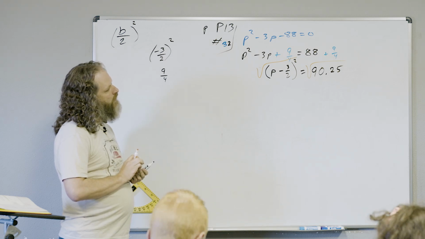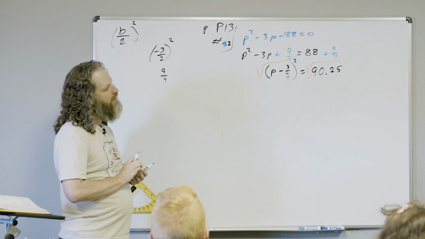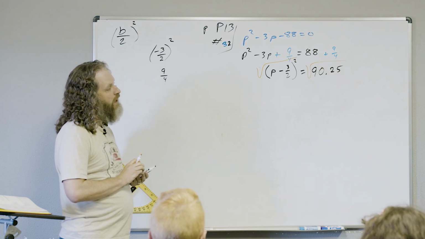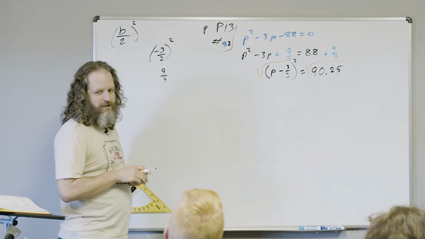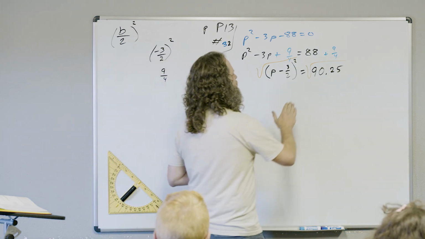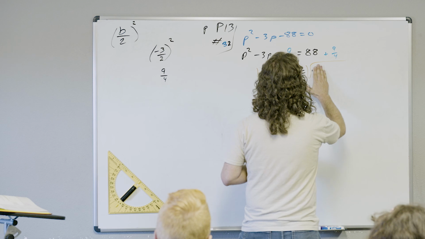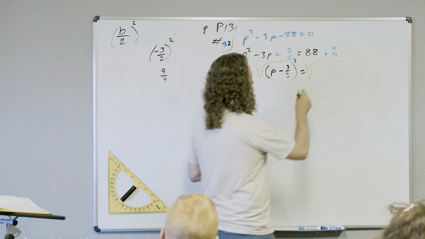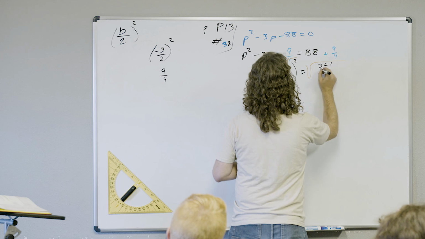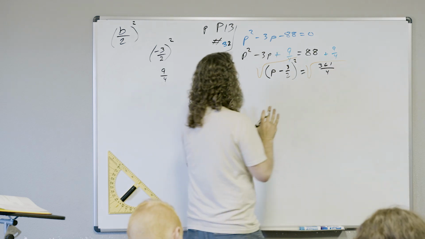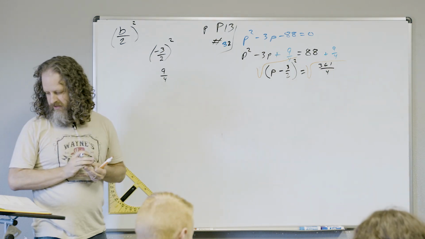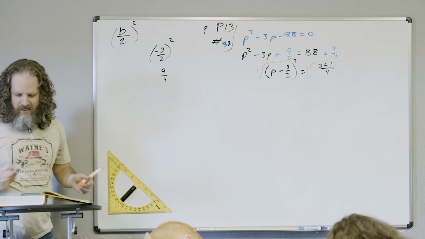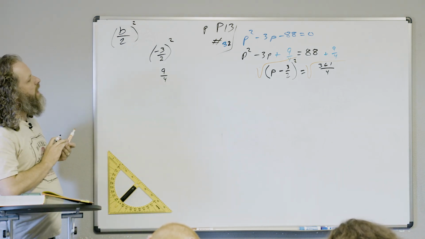We would be better off not doing 90.25 here, because we probably could have done it in our head. What is 90.25 as an improper fraction? Not a mixed number, an improper fraction. 361 over 4. Because here's the deal, ladies and gents. Oh, this is 32.